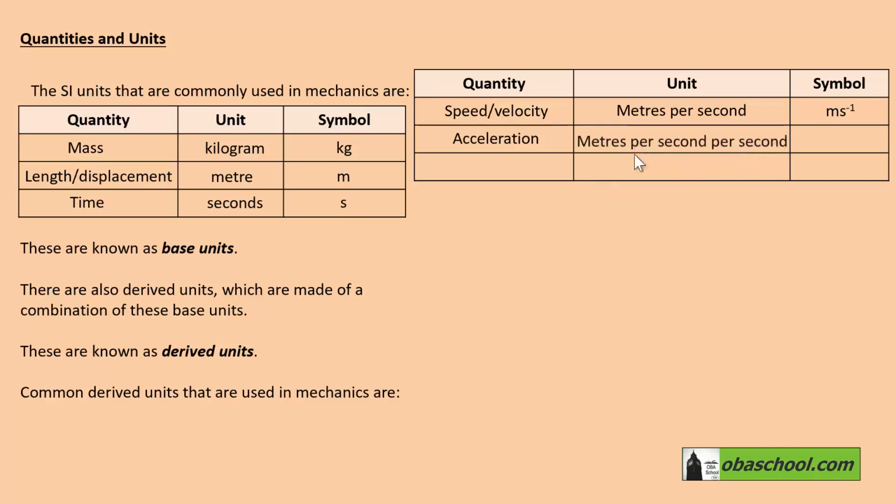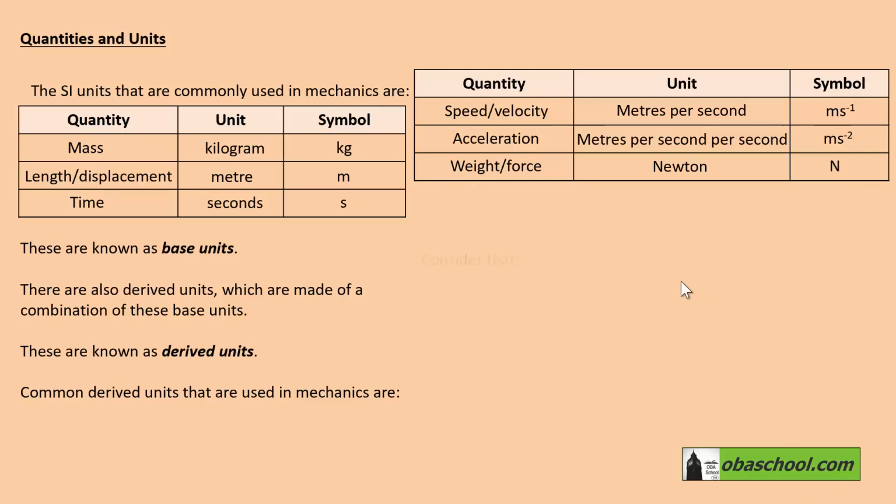Acceleration is in meters per second squared, as we can see here. And once again, that's a combination of length and time. Weight or force is in newtons, and the symbol for that is N.